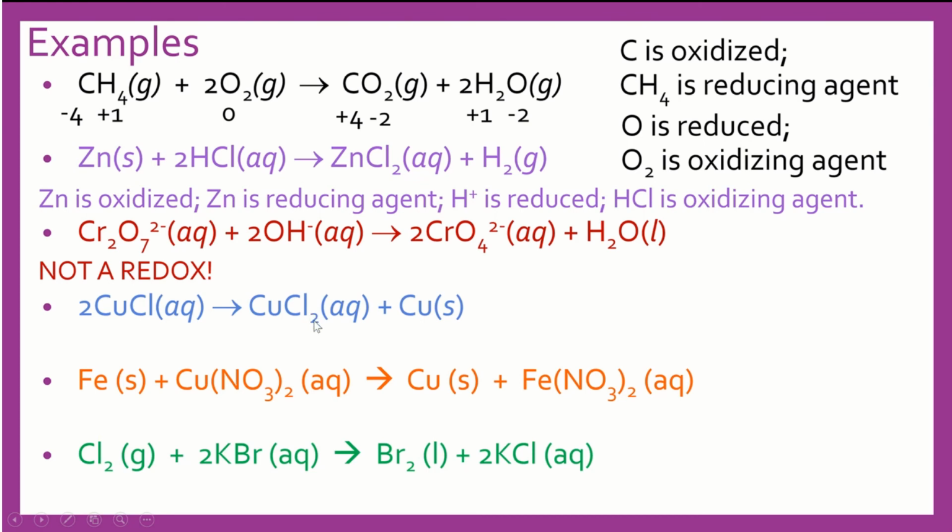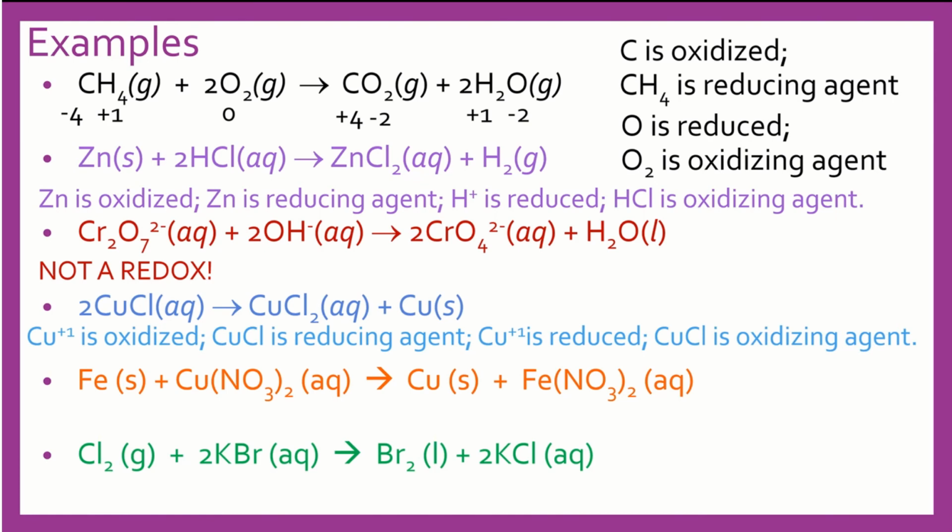Chlorine, negative 2. Copper must now have a positive 2. So copper went from positive 1 to positive 2. That's a loss of electrons. But this is really interesting. We also have copper by himself. That would be a 0 overall charge. That's interesting. Well, that means that copper was both oxidized and reduced.